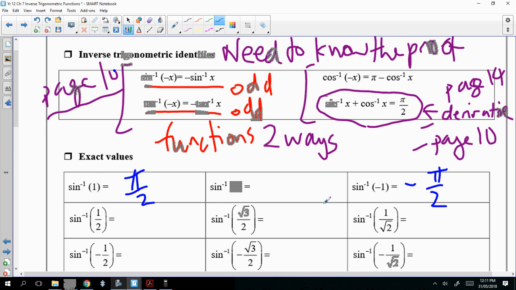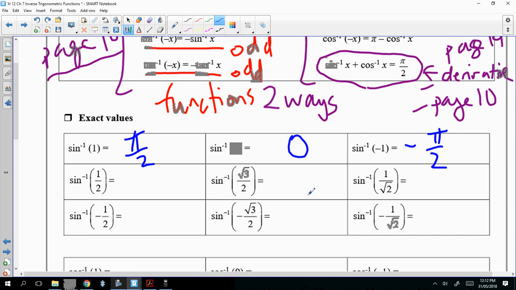Right, sine inverse of 0 is 0. Same thing for this. Sine inverse of half is 30 degrees, so π/6. If it's negative half, it's negative π/6. Just remember, it's an odd function. Okay.